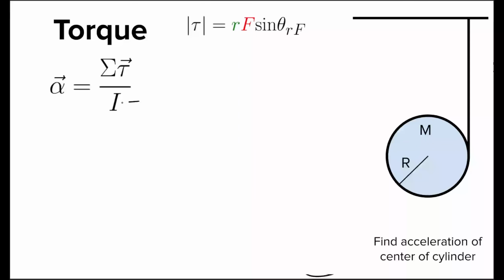And now you've got it all together. You know how to find the I. You know how to find the torque. You put it all together, and that lets you figure out the angular acceleration.